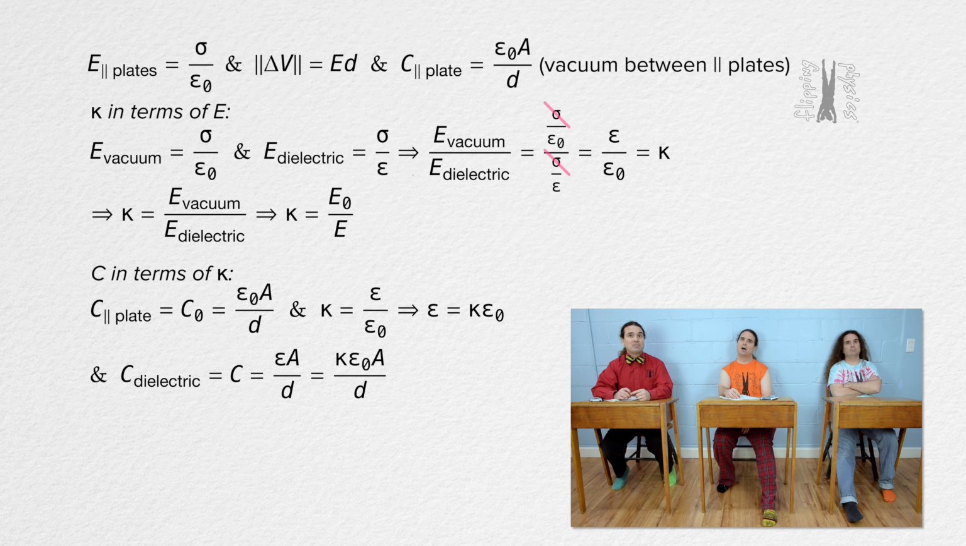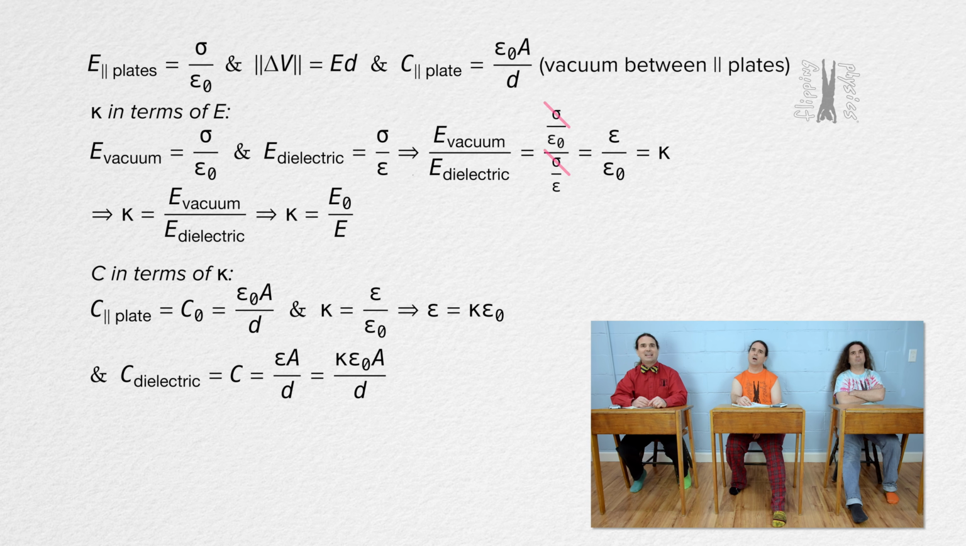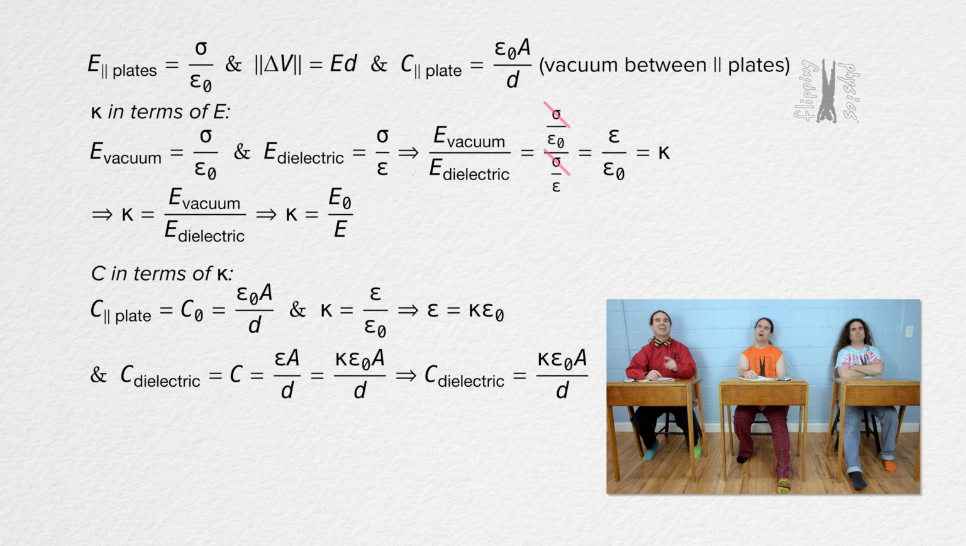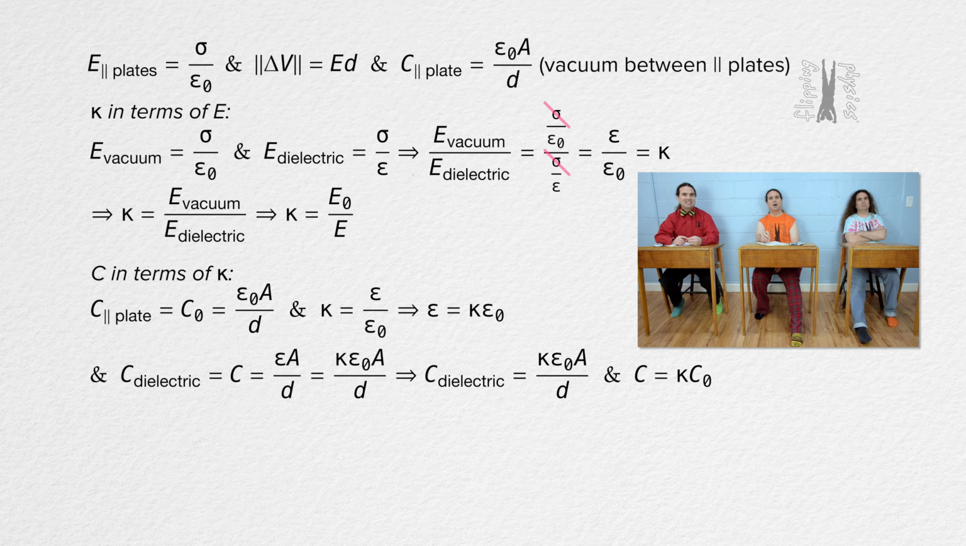That means the capacitance of a parallel plate capacitor with a dielectric equals the dielectric constant times the permittivity of free space times the area of one plate, all divided by the distance between the two plates. Oh, and that means the capacitance with a dielectric equals the dielectric constant times the capacitance with a vacuum.